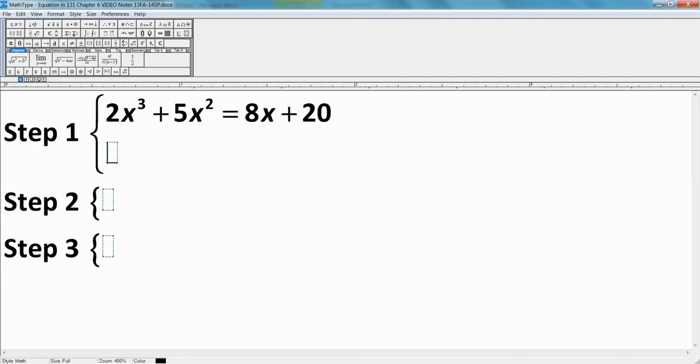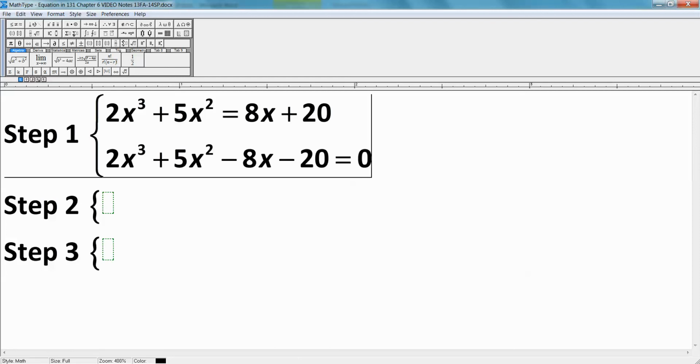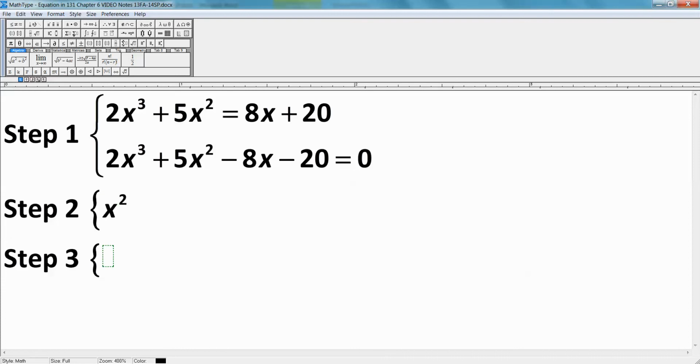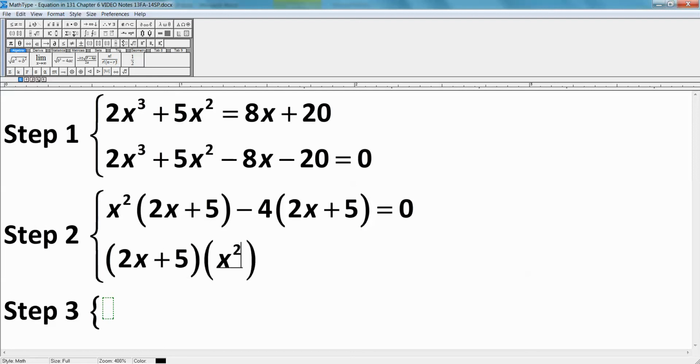So this will be 2x cubed plus 5x squared minus 8x minus 20 equals 0. We're subtracting 8x and subtracting 20 from both sides. All right, there's step 1 done. Now we're going to factor by grouping. So x squared comes out. That leaves you 2x plus 5, minus, let's see, 4 goes into 8 and 4 goes into 20. So let's try that. That leaves you 2x plus 5. Oh, how convenient. Equals 0. So this is 2x plus 5 times x squared minus 4.